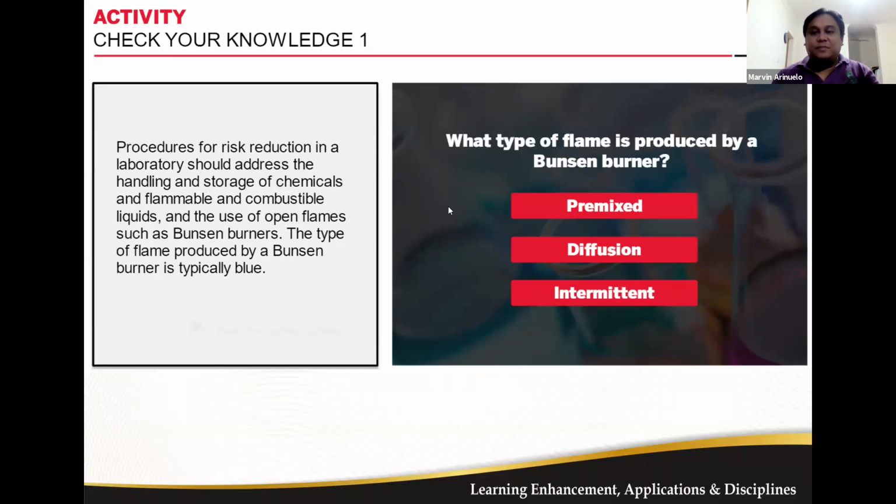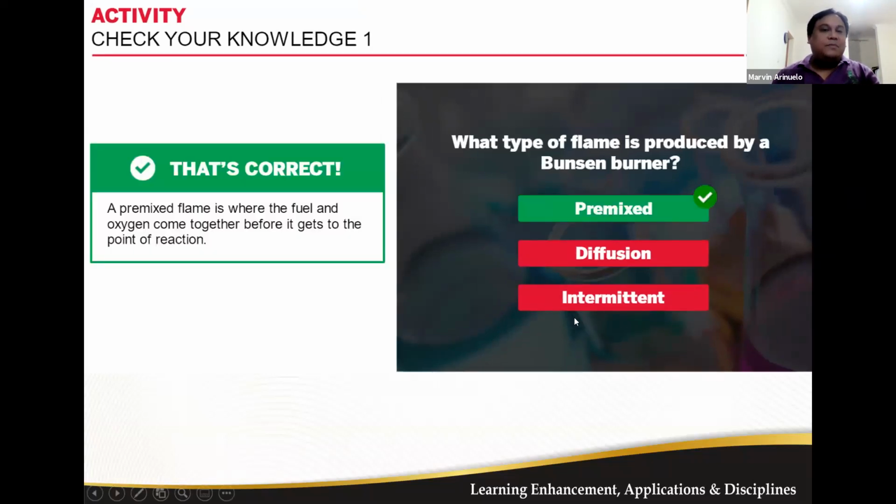So answer. Okay, so we discussed earlier, it's a premix flame where the fuel and oxygen come together before it gets to the point of the action. So let us see another question.